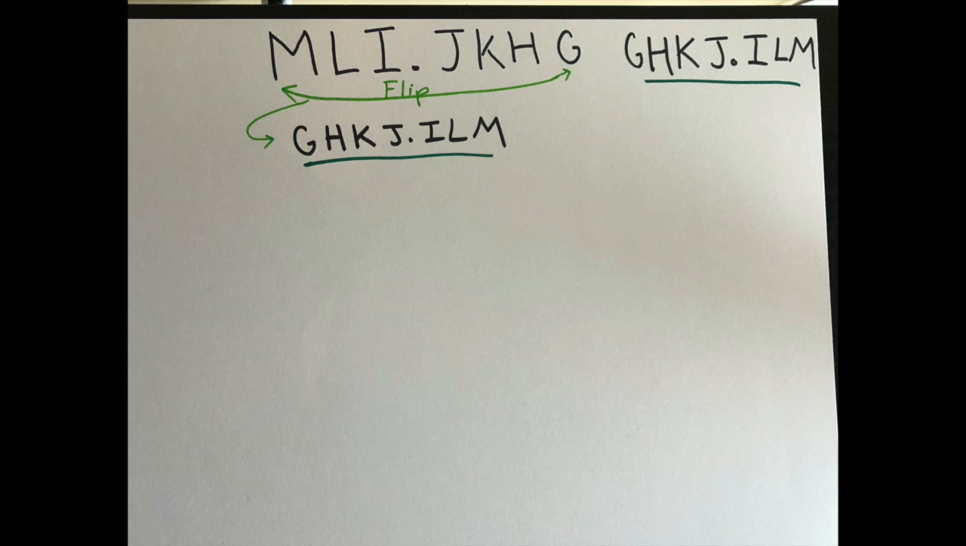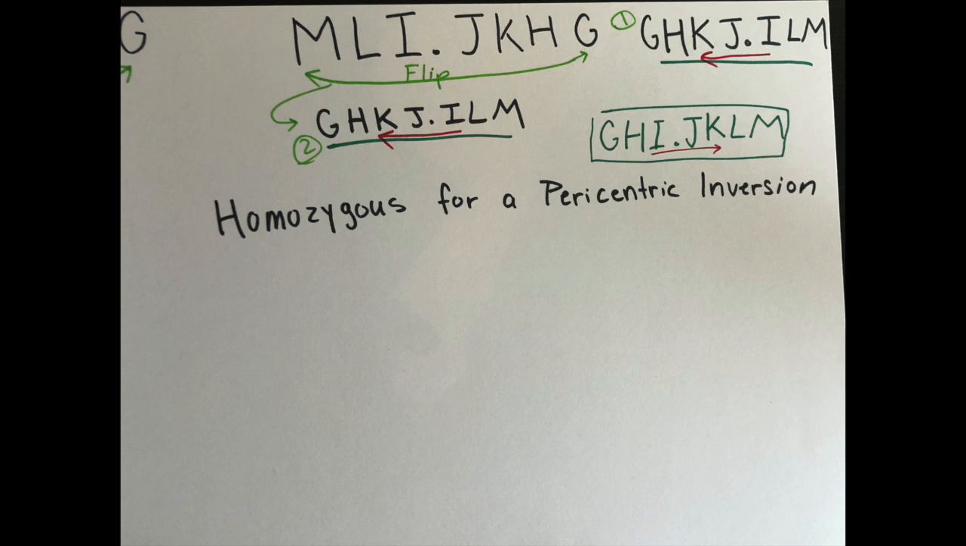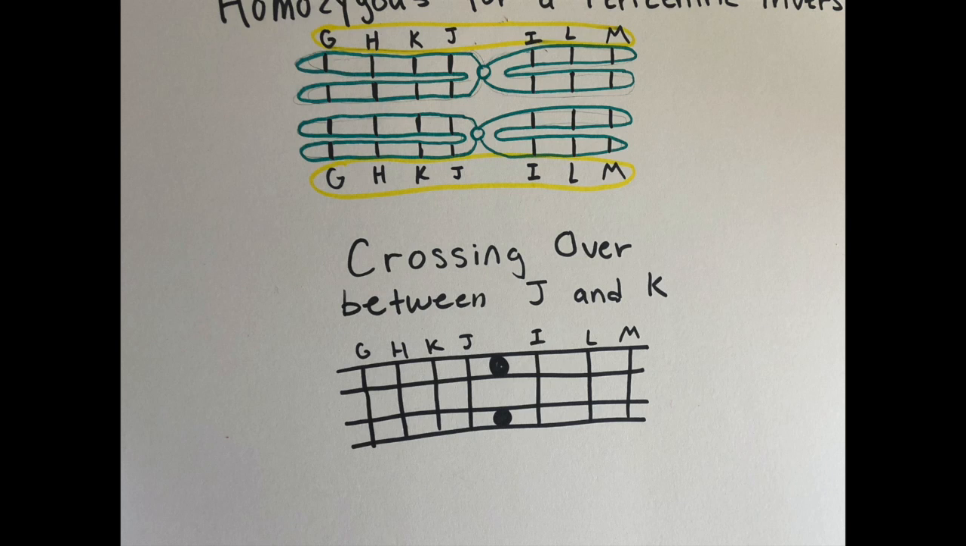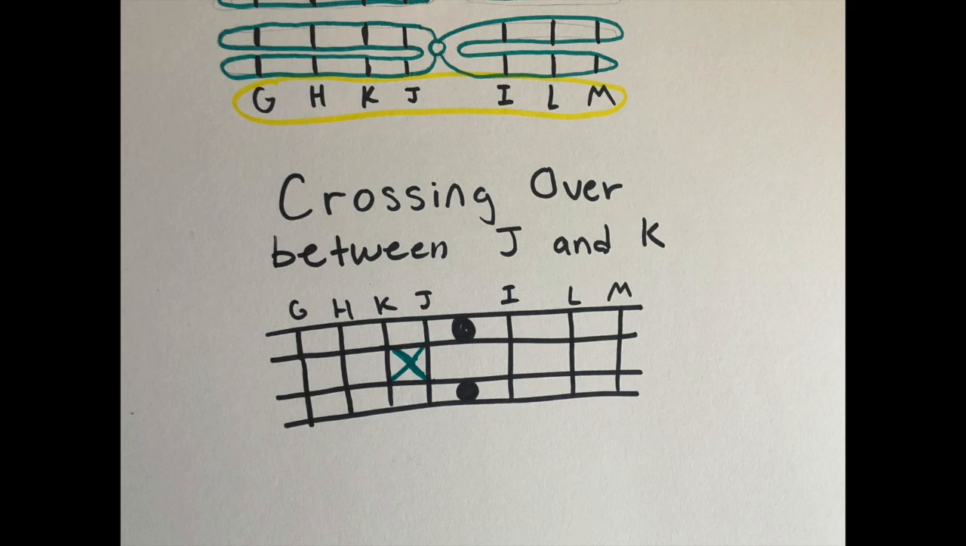So we're given two more chromosomes, and we have to do the same process to see if it produces viable gametes. We can see that neither of them are in alphabetical order. They're not correct like the one in the green box. So we're seeing an individual that is homozygous for a pericentric inversion, and that both of its chromosomes have this inversion. So we're told that a crossover event occurs between J and K, and we're going to go through the same process that we did before.